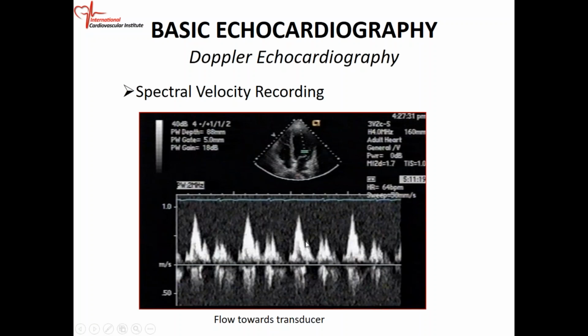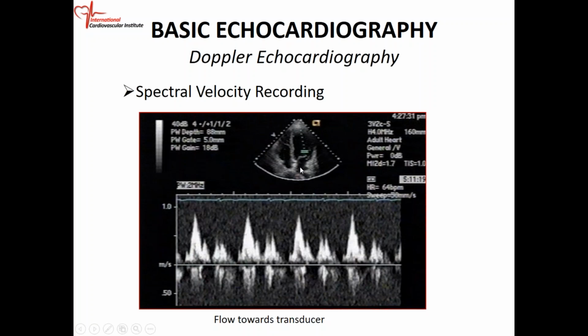As opposed to this scenario, your two-dimensional echo is on top. Your transducer is right there. It's an apical four-chamber view. The cursor is across the mitral valve. The sample volume is right at the tip of the mitral leaflet.